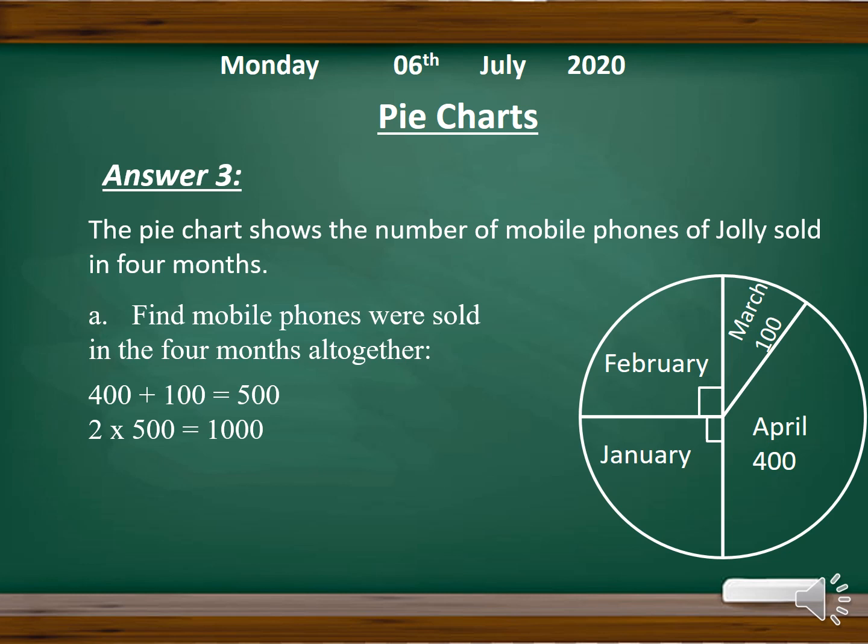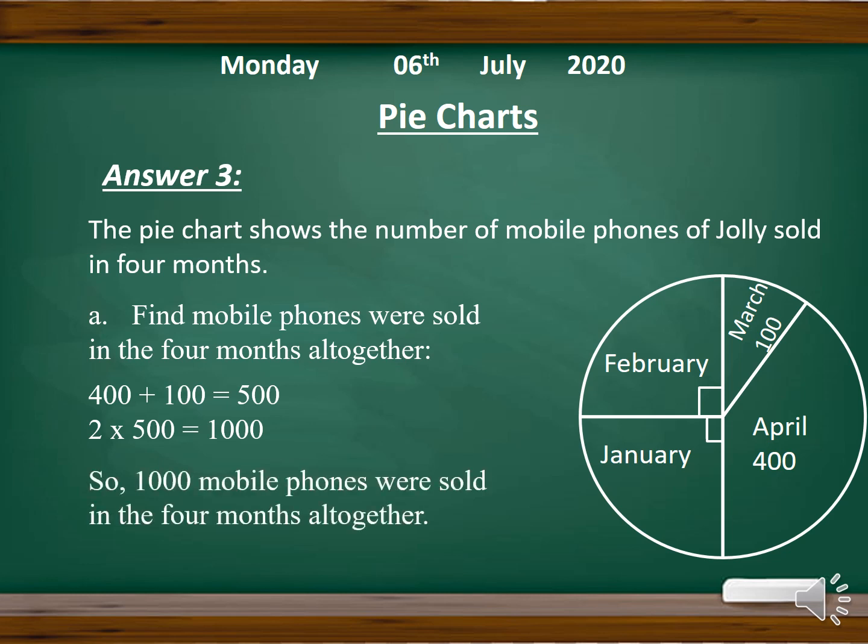And we want to find the mobile phones sold in the 4 months altogether. We have to take the answer of the half pie chart, which has 500 mobile phones, multiplied by 2, or we can say take 2 multiplied by 500, which is equal to 1000. So the answer is 1000 mobile phones were sold in the 4 months altogether.